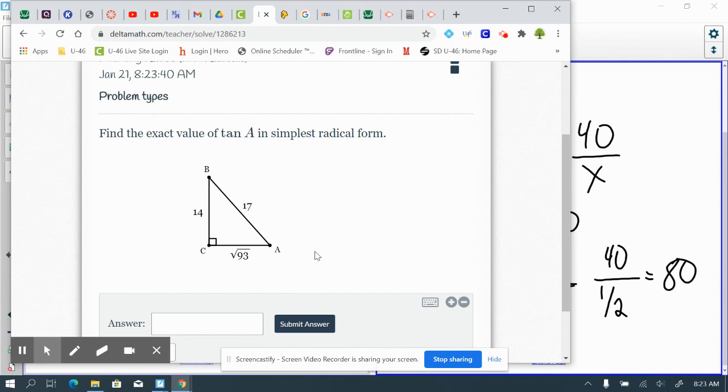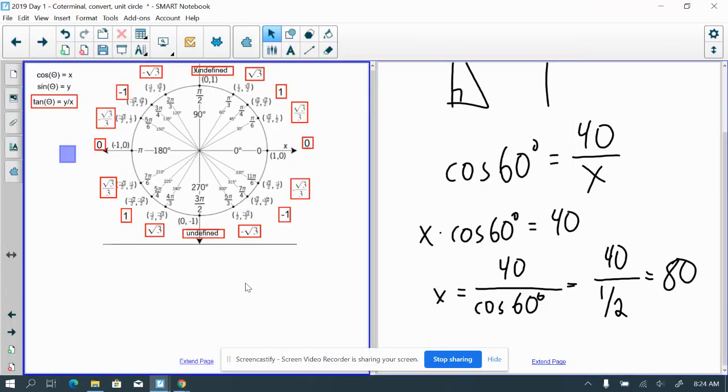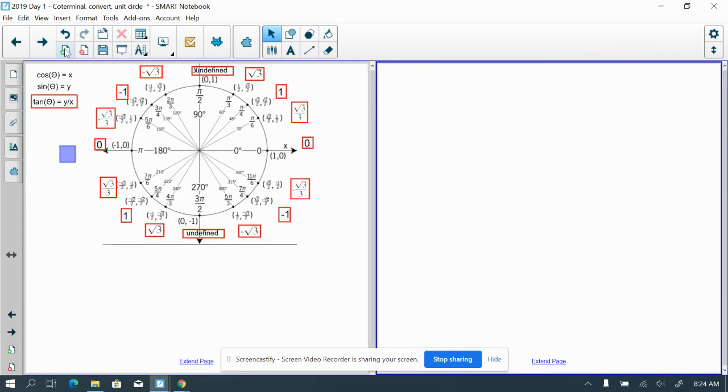So find the exact value of tangent of A in simplest radical form. So what they mean is rationalize the denominator. Here's A. Tangent is opposite over adjacent. So the opposite of A is 14. The adjacent is rad 93. So that's what I'm going to do. I'm going to do 14 over rad 93.